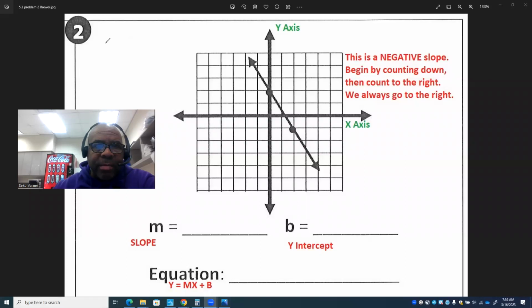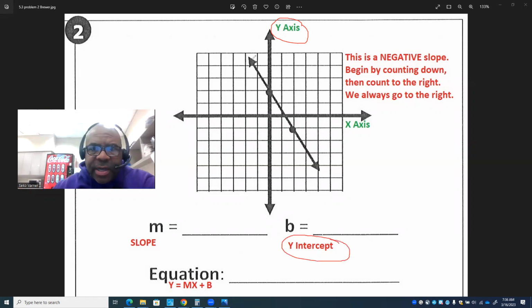Problem number 2. So again, this is our y-axis right here, the straight up and down, and our x-axis is over here. So what's our b, our y-intercept? Where does this arrowed line cross the y-axis? It crosses right here, right? So we already identified that that was 2. So now we need to find out what the slope is.